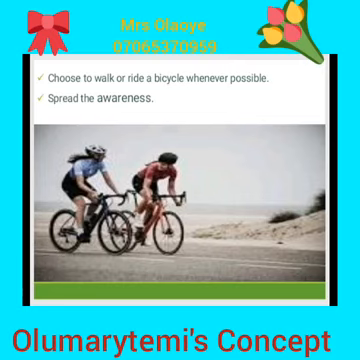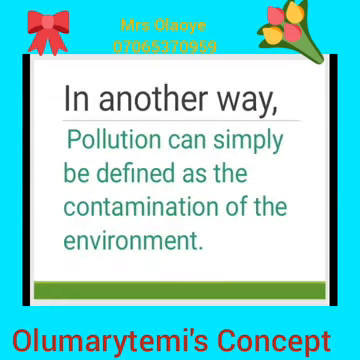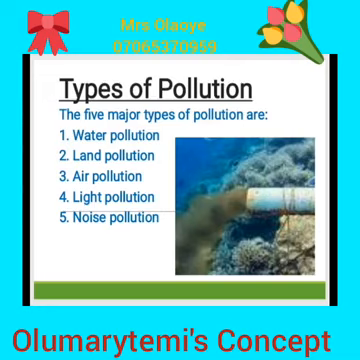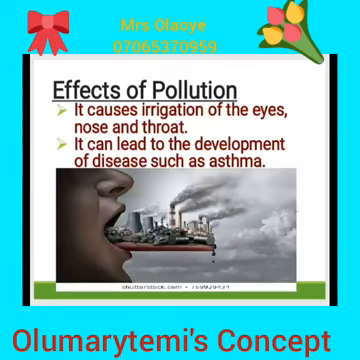Okay, so we've come to the end of today's class. Our topic was pollution. A recap of what we've done. Our topic was pollution, and we said that pollution is the contamination of our environment. We went through types of pollution. We looked at the 5 major types of pollution: water, land, air, light, and noise. And we looked at the effects of pollution. That is, what can this pollution lead to?